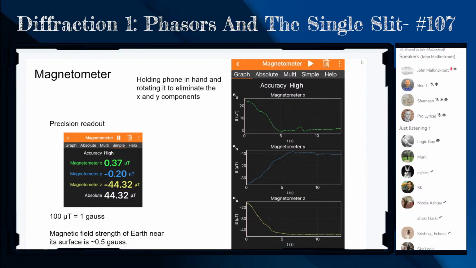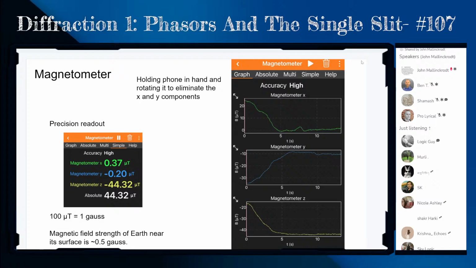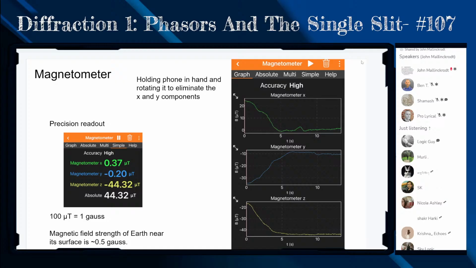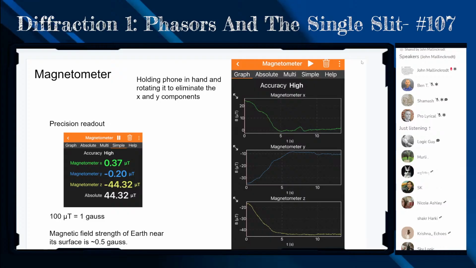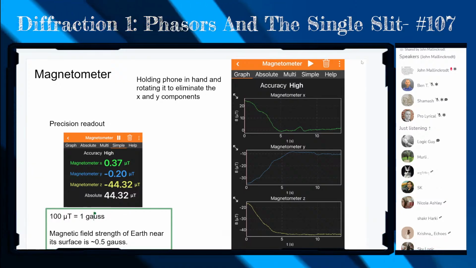And one other kind of cool thing about it is, it's got a precision readout. So what I did when I finally did orient it pretty much so that there was only a negative Z component, I found that where I was sitting in my living room, the magnetic field was 44 microtesla. And that turns out to be a little less than a half of a Gauss, because a Gauss, the magnetic field unit called a Gauss, is 100 microtesla.